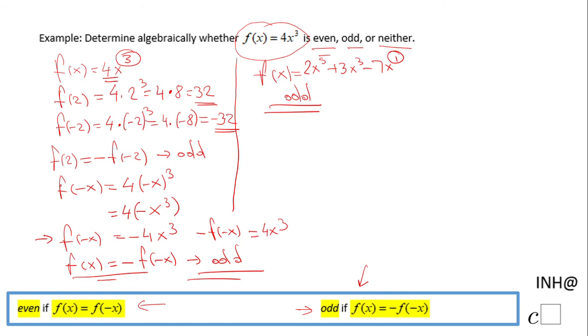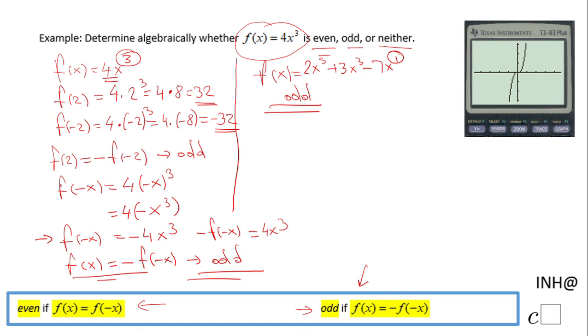Also, you can approach this odd, even function or neither by using a graphical approach. And let's take a look at the graph of 4x cubed. If you notice, this graph is symmetrical with respect to the origin. Whenever you have that type of symmetry, then you have an odd function. That is a fast way to identify an odd function.